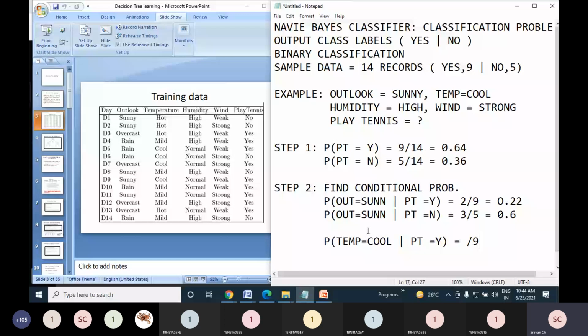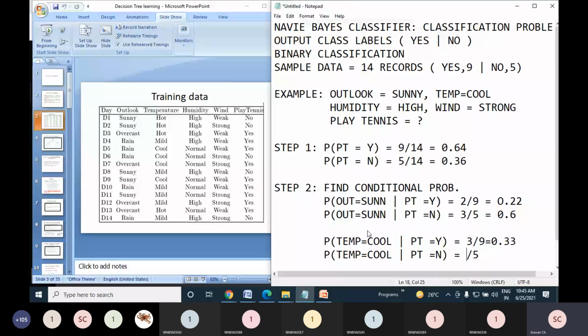So 3 by 9, it will come somewhere around 0.33. Similarly, P of temperature is equal to cool and PT is equal to N. So I need to do it now. Total number of no is 5, and I should go back to the data set which is available on the left side of your screen. I need to count whenever output is no. Output is no in 5 cases.